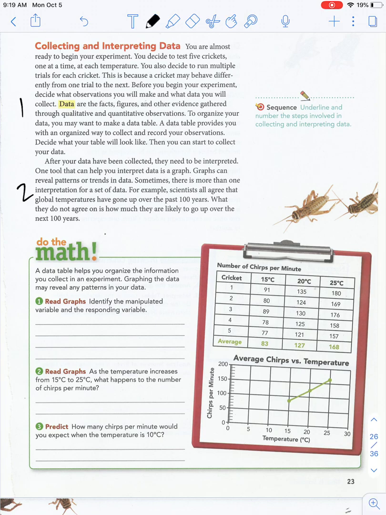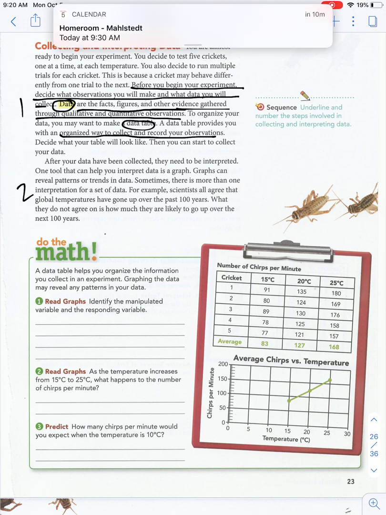Let's stop there. So there's a couple key things from this paragraph. Before you begin your experiment, you need to decide what observations you will make and what data you will collect. That's important. You want to make that decision before your experiment so it can remain the same throughout. Also want to remember the word data, and those are the facts, figures, and other evidence gathered through qualitative and quantitative observations. I'm going to circle the words data table because I want to remember that that's where I could organize ways you collect and record your observations.